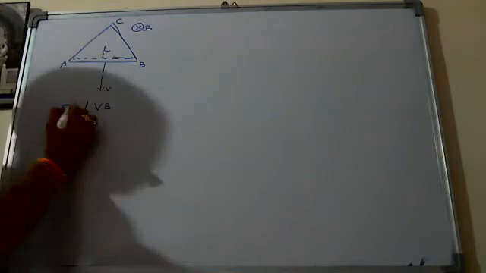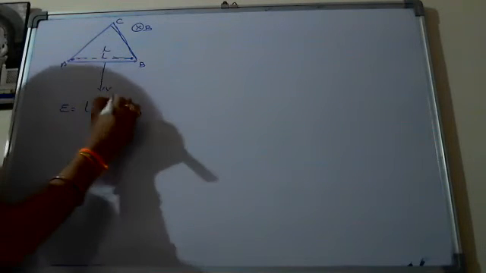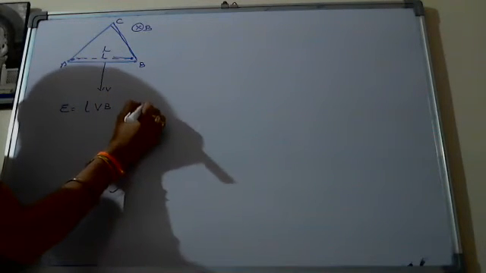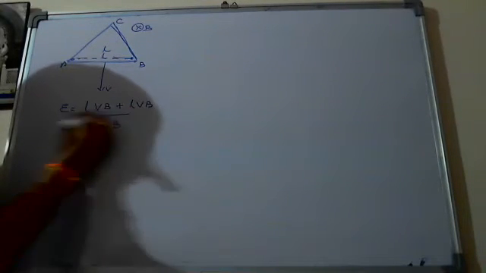Okay, I think you understood. Across the ends of AB it is LVB. Again, across the ends of ACB, by considering the effective length as L, that is also LVB. Total will be E is equal to 2 LVB. Okay, here.